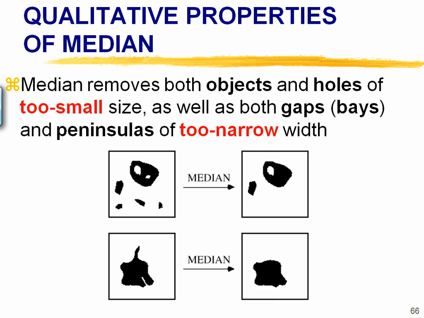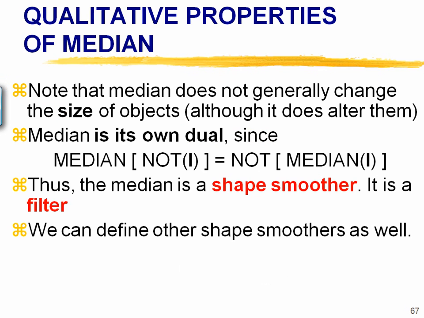Keep in mind the degree by which this actually works is dependent on the structuring element. Right? Larger the structuring element, larger these kind of effects will be. Larger the holes that will be filled up, larger the peninsulas that will get eliminated. Smaller the structuring element, smaller the effects. Okay? Now, median is actually its own dual, right? So I can apply the median on the knot of an image, or I can take the median of an image and knot it, they would be the same. Okay.